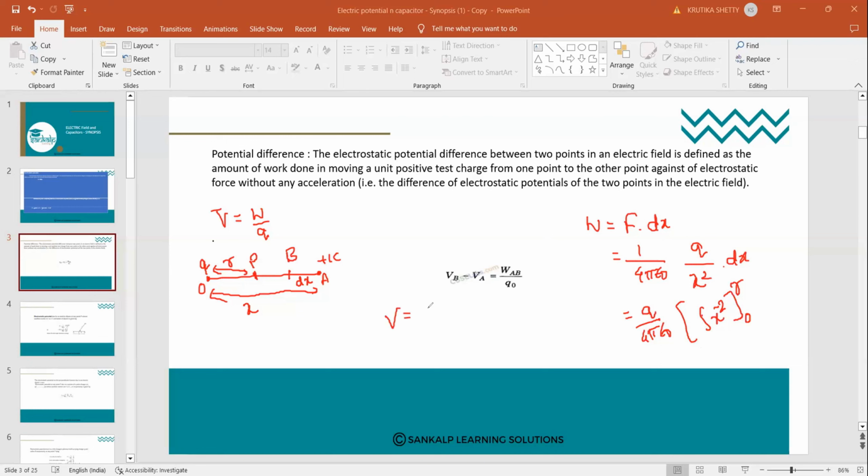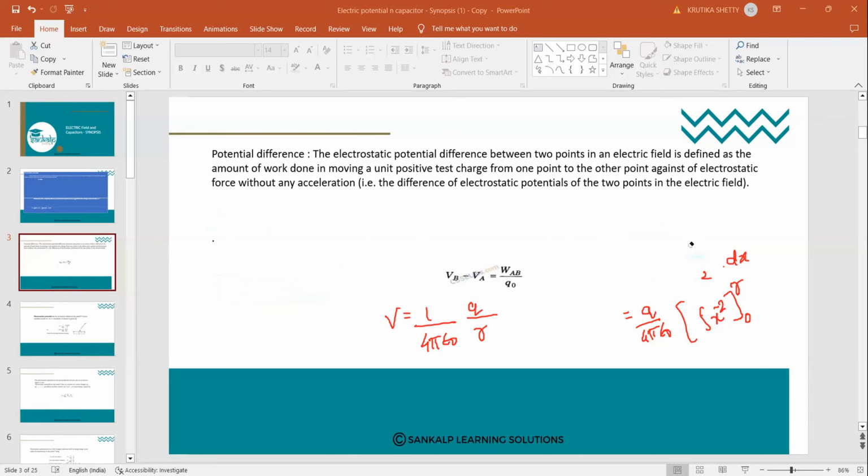The potential due to the point charge is given by 1/4 pi epsilon naught q divided by r. Okay, I hope it is clear. If you need any points repeated, you can ask here. So we will start from the work done, then we will substitute Coulomb's law formula, then we will simplify this equation.